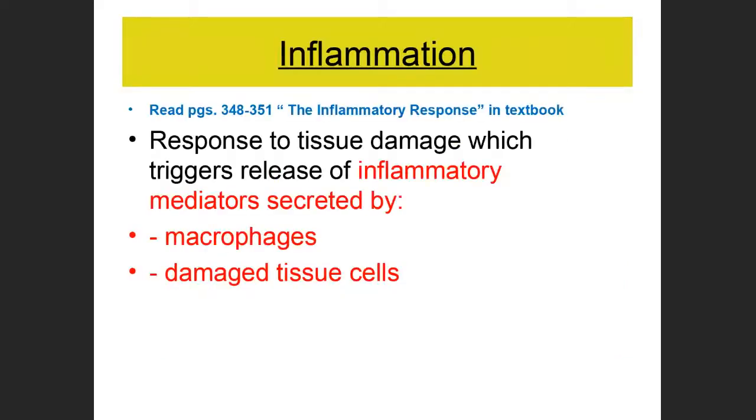And all of these components come together in the main response of the non-specific immune system, which is inflammation. Inflammation is dependent on inflammatory mediators, meaning on chemicals that initiate the events of inflammation. These could be chemicals secreted by cells like macrophages, but typically it starts with chemicals secreted by damaged tissue.